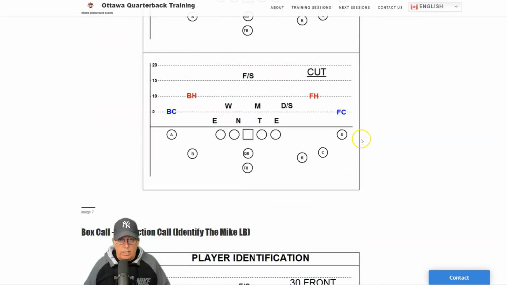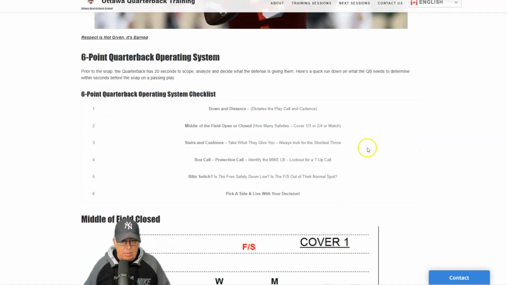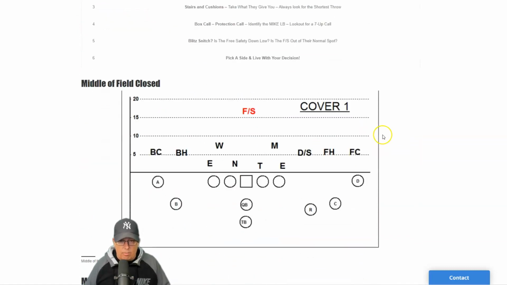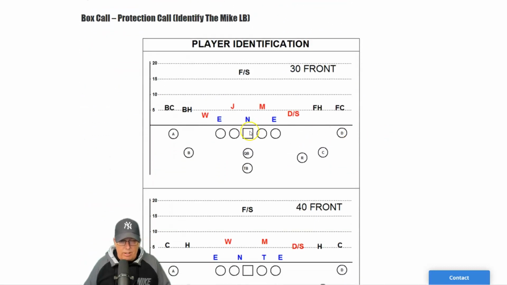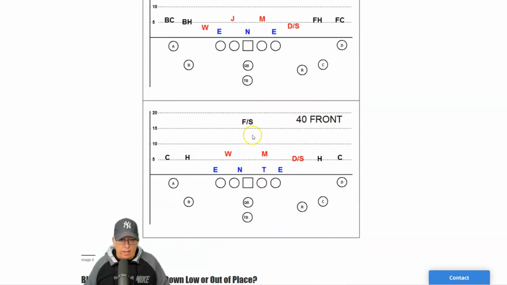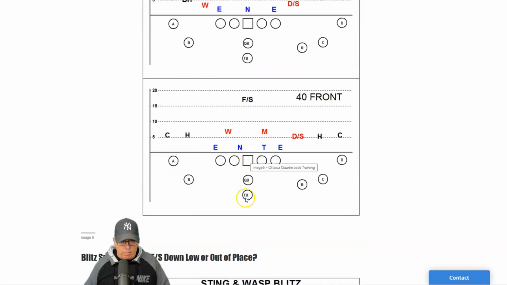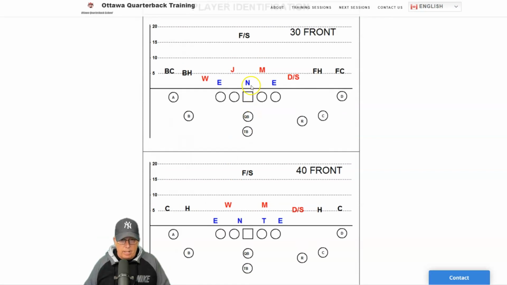All right, so the number 4 thing in the operating system is the box call, right? Protection call. So once you break the huddle, you get to the line of scrimmage. I always like the center to identify the Mike linebacker. So let's say the Mike's wearing number 52. So the center will come, he'll look at the tailback, he'll say 52 is the Mike, 52 is the Mike. So that means depending if they're playing a 40 front, he'll have the Mike, and then he'll have the Will linebacker, right? And then once you get a 30 front like this, then it's mostly man coverage or slide, depending on what your offensive coordinator likes to do, right?